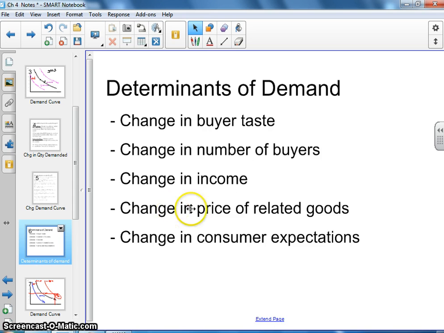And last one here, we'd have change in the price of related goods. So similar to substitute, but if a particular good changes its price, you're able to now either afford a lot more of one or afford a lot less of one. And that kind of ties into our elasticity conversation in part 3.